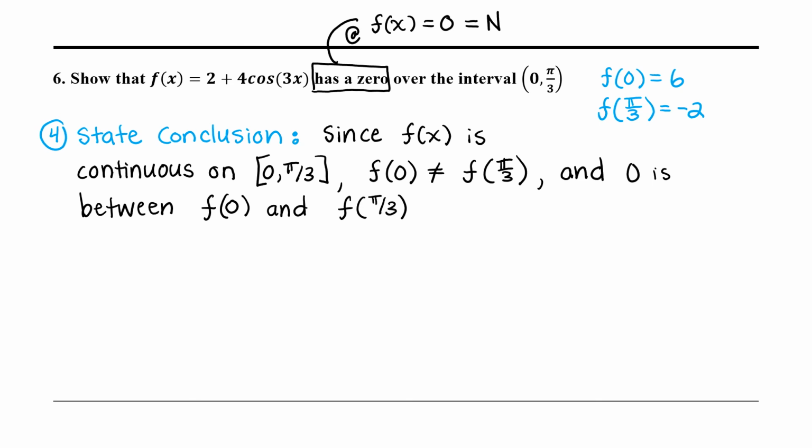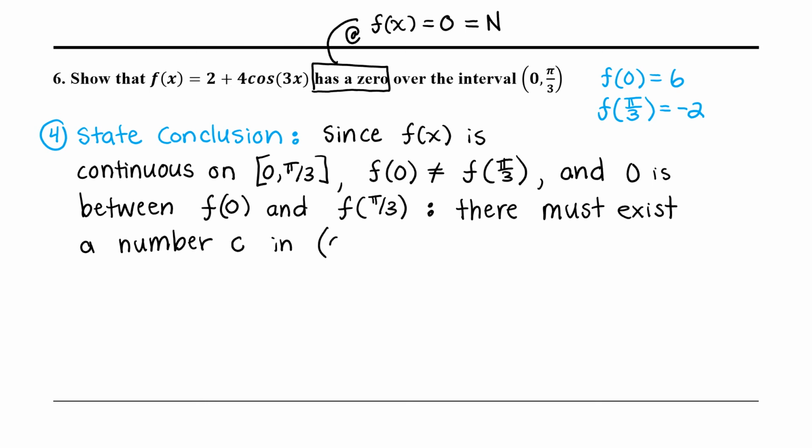So those are the three pieces of the hypothesis that we need in order to make our conclusion, which is there must exist a number c in 0 to pi over 3 such that f of c is equal to 0. So now we can make our conclusion about the existence of our zero.